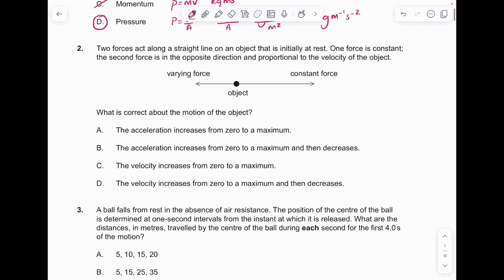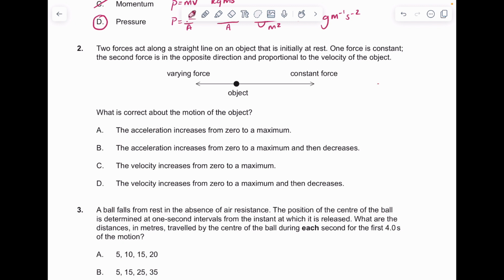Question 2, two forces on a straight line, one's constant, one's proportional to velocity, so basically the varying force is a frictional force. As the speed increases, the frictional force is increasing. What's correct about the motion of the object? So we need to think about what's happening to the resultant force.